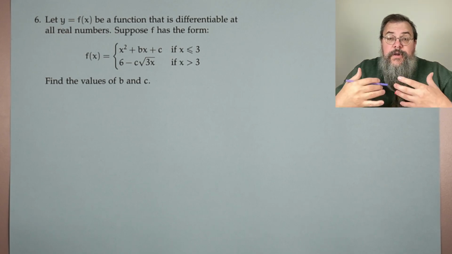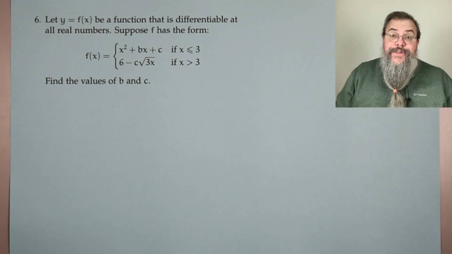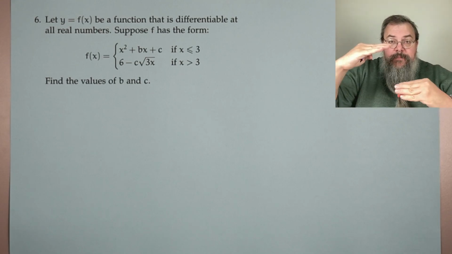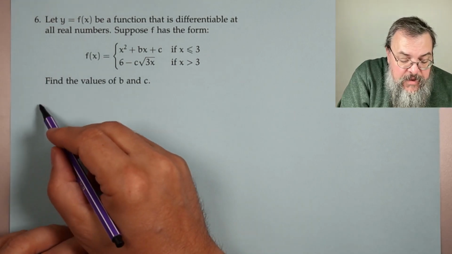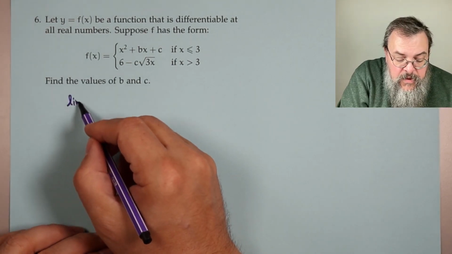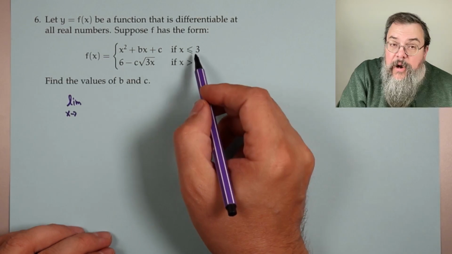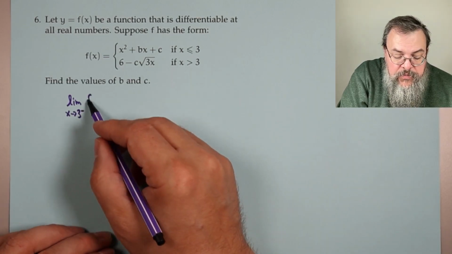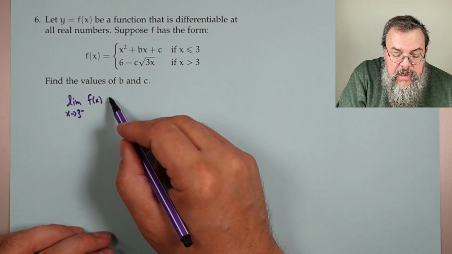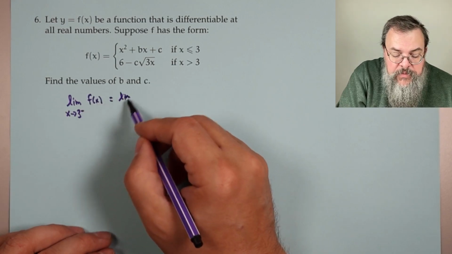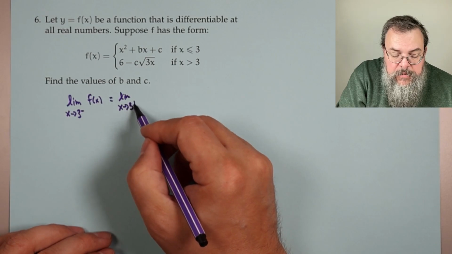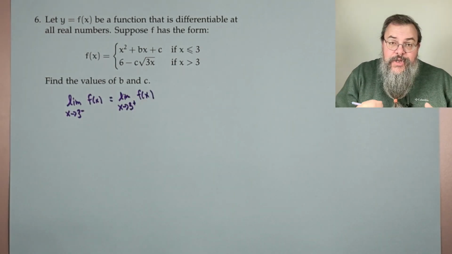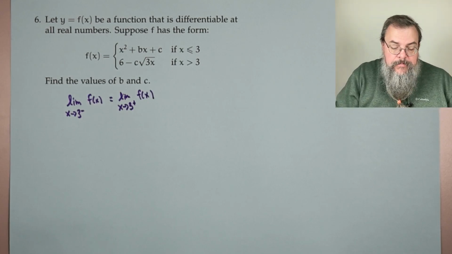Well, it turns out we can write two conditions. Now that's good, because we have two things to solve for. So first off, to get them to line up, we need the limit as x approaches 3 from below of f of x, and our gluing point is 3, to match the limit as x approaches 3 from above of f of x. Okay, so that's condition number one. Let's go ahead and work this out.